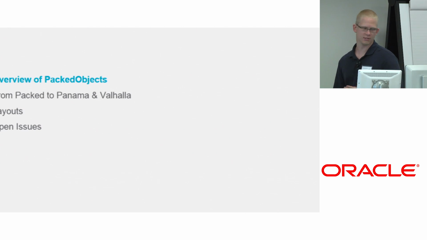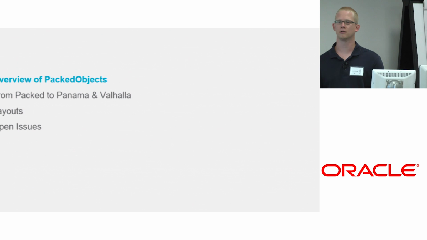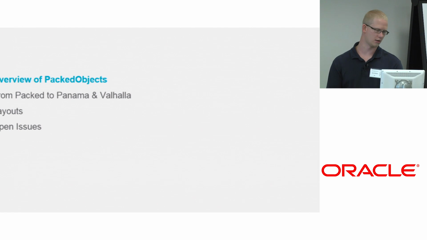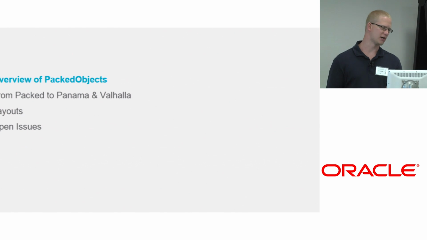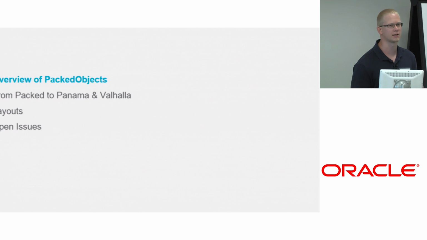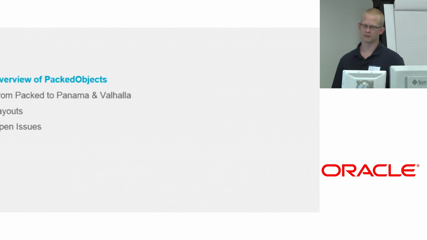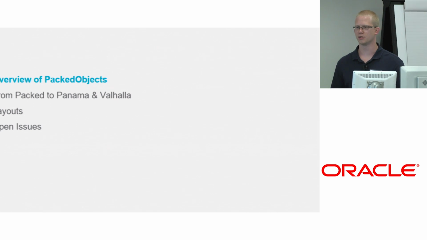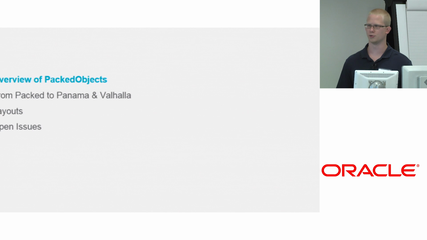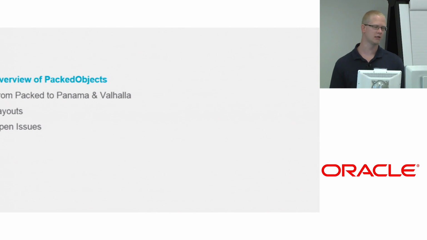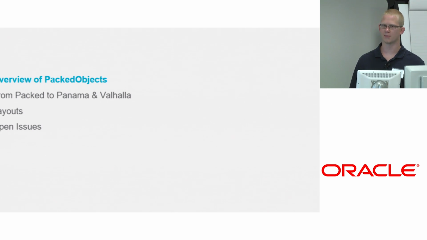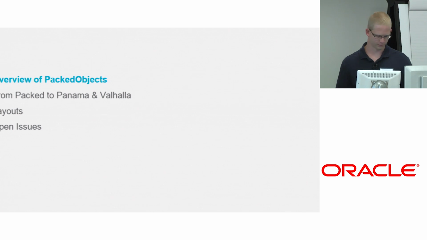So, here's what I'm going to talk about. I'm going to start by taking a look at packed objects. Packed objects was an experimental feature that we added in Java 7, and we addressed a bunch of interesting problems with data locality and dealing with off-heap. So, we'll take a look at that. We'll take a look at how we've used that experience to help drive our contributions to Panama and Valhalla, and then we'll look at layouts, which is coming out of Panama, and some of the open issues.